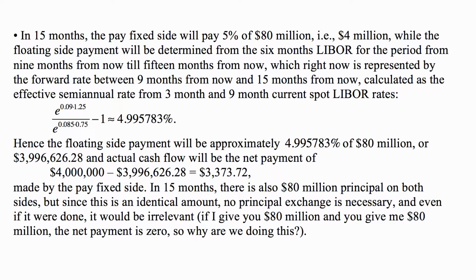3,996,626.28. And the actual net cash flow is the difference of the two, which is 3,373.72, made by the pay fixed side. In 15 months, of course, there's also 80 million principal on both sides, but since it's an identical payment, no principal exchange is necessary, and even if it were done, it would be irrelevant. If I give you $80 million and you give me $80 million, the net payment is zero. So why are we doing this?